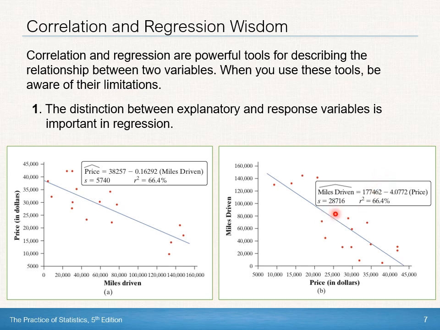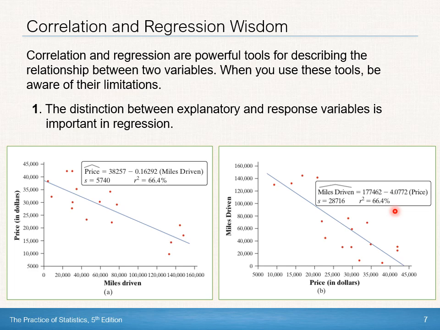Also notice that s, the standard deviation of the residuals, is different. Here we're talking about miles, and here we're talking about dollars, so it makes sense that the standard deviation of the residuals would be totally different. Now, maybe surprising, maybe not, the r squared, or the coefficient of determination, is the same in each case.